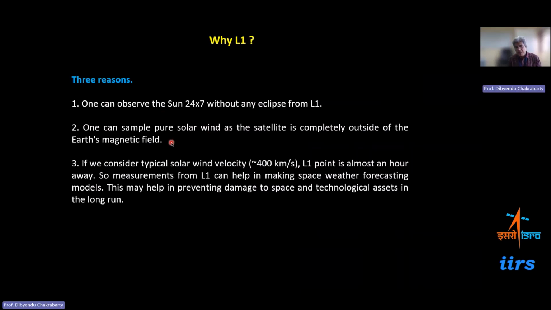And because it is outside the Earth's magnetosphere, it can sample pure solar wind, as you don't have contamination or samples from the Earth's magnetosphere. Another point is, if you take a typical solar wind velocity of 400 km per second, the L1 point is almost an hour away. So measurements from L1 can help in making space weather forecasting models. This may help in preventing damage to space and technological assets in the long run.